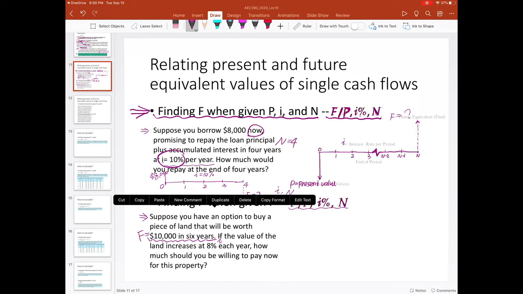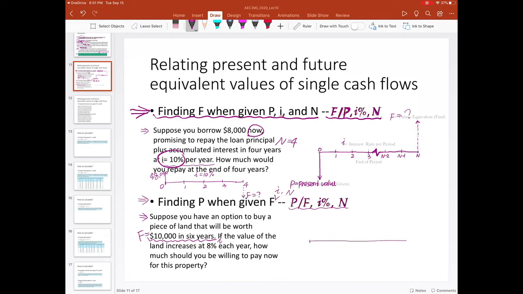So the question is, how much should you be willing to pay now for this property? Of course, you want to pay as little as you can, but you want to know the maximum price you want to pay so that you don't lose a lot. Okay, so you want to find out the equivalent present value for that future 10,000 in 6 years.